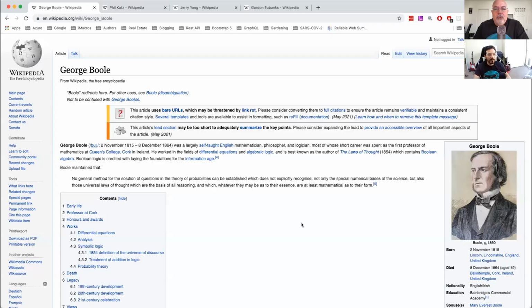And we're starting off with George Boole. This guy's from like the 19th century. He was born in 1815 on November 2nd. What does this guy have to do with technology?